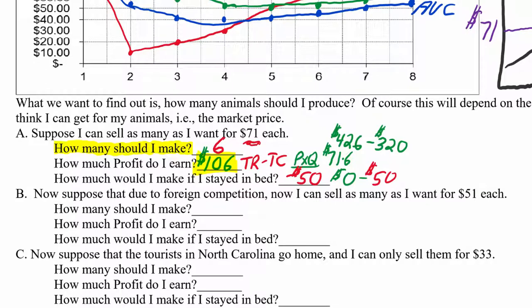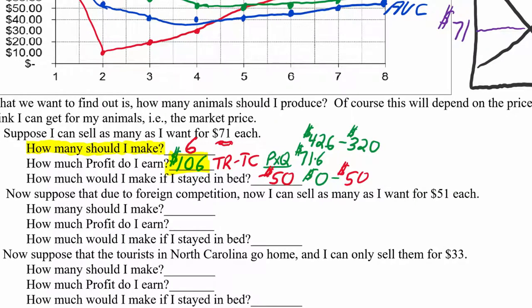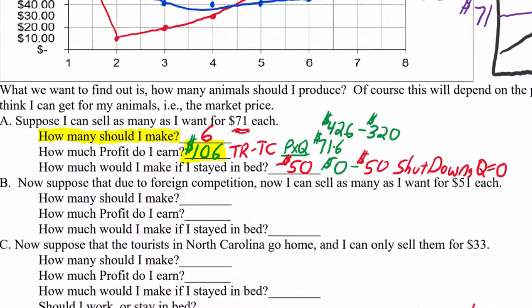Now, why am I bringing that up? Well, because that's always an option. And sometimes it might be the best option to stay in bed. In other words, instead of calling it staying in bed, the technical term we use for that is shutting down today and producing 0. Shutting down and produce Q equals 0. That's not our best choice in this case. Obviously, our best choice is to make this $106 in profit. Now let's move on to the next example.